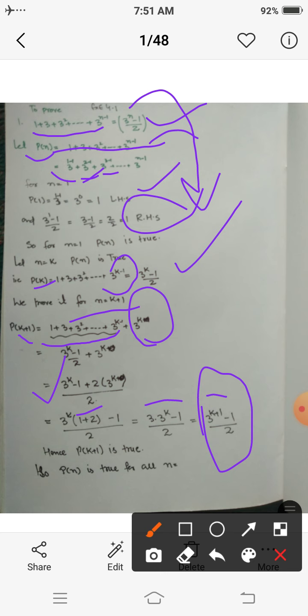Hence, in a nutshell, by induction, we can say that the given statement, this P(n), is true for each and every n. That is, P(n) is (3^n minus 1) upon 2 for all n. So in tomorrow's lecture we will again discuss these questions, that is how to apply the principle of mathematical induction on the given problem.